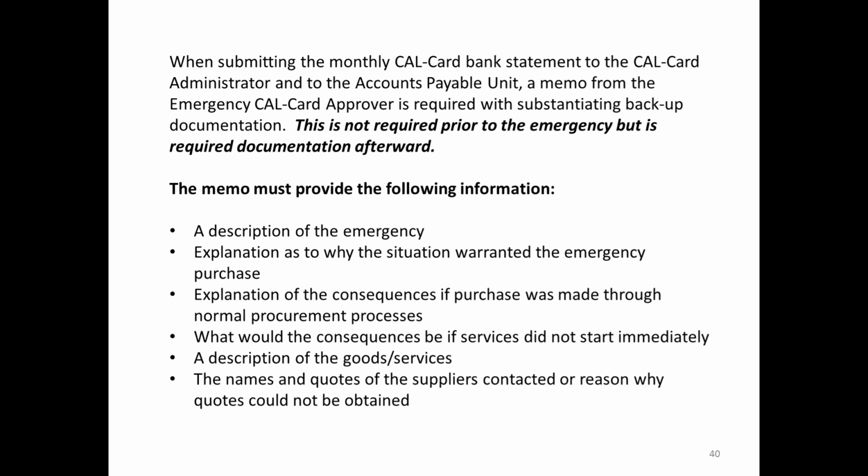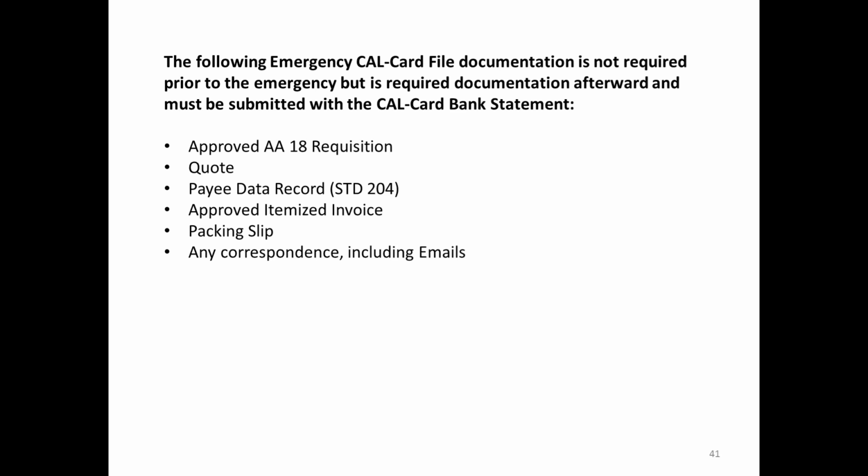Included with the package will be a memo from the Emergency CalCard approver with a description of the emergency, an explanation as to why the emergency situation warranted the purchases, an explanation of consequences if the purchases made were done using normal CDSS procurement methods, a detailed description of the goods and services provided to remediate the emergency, and names and quotes of the suppliers contacted or reason why quotes were not obtained. This will help create a clear picture as to why you did what you had to do to remediate the situation, and everything will be on file for up to 2 years.